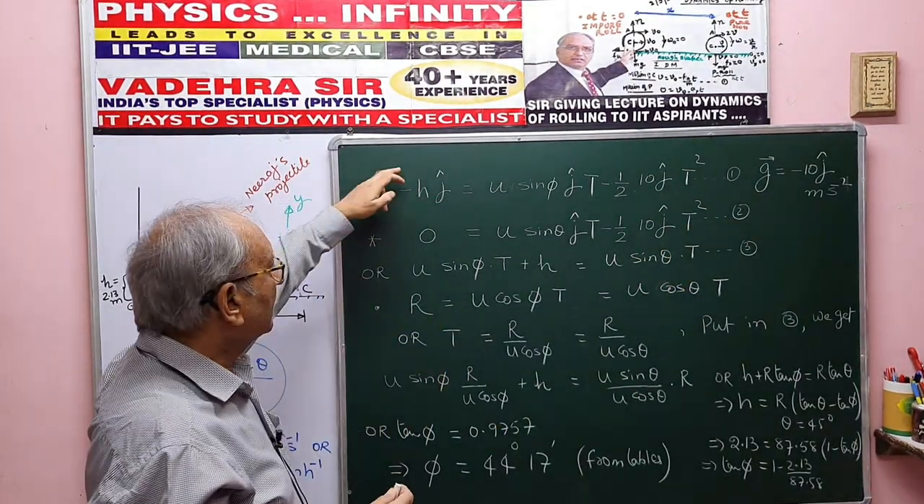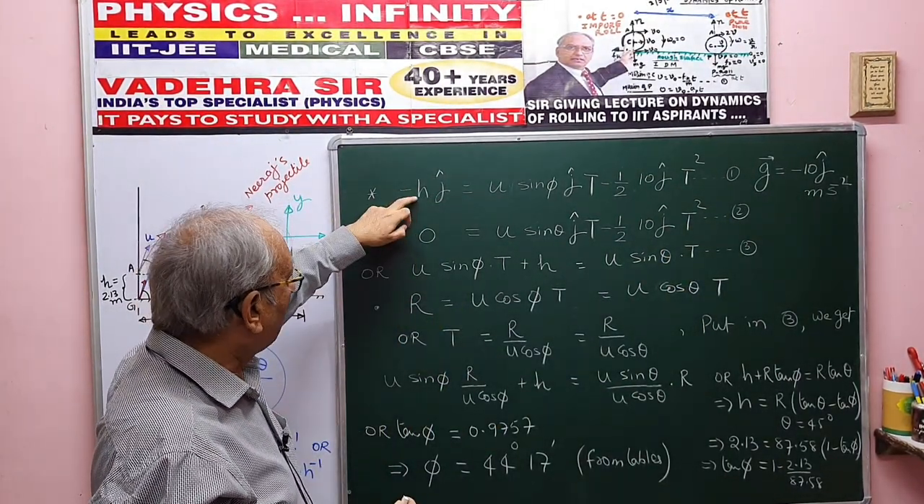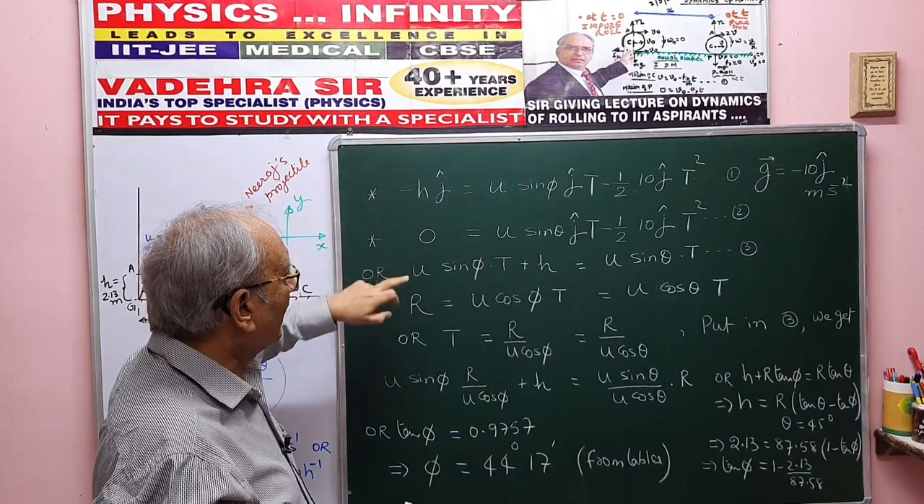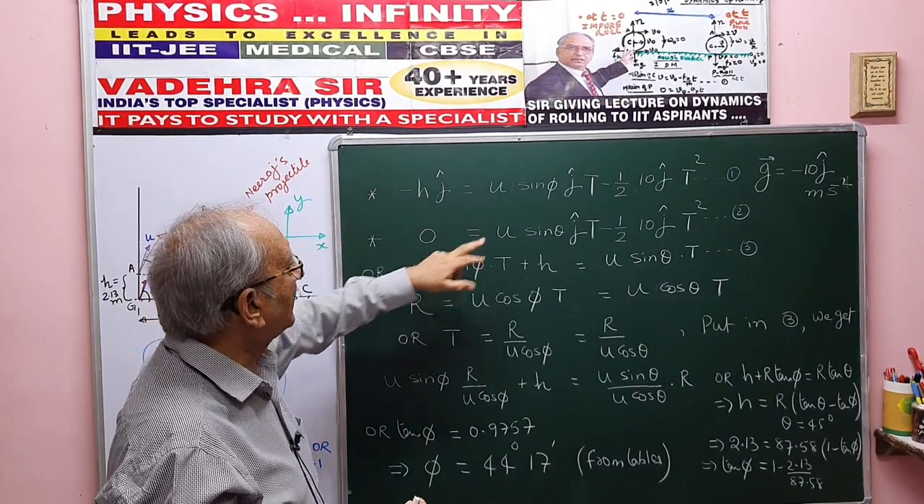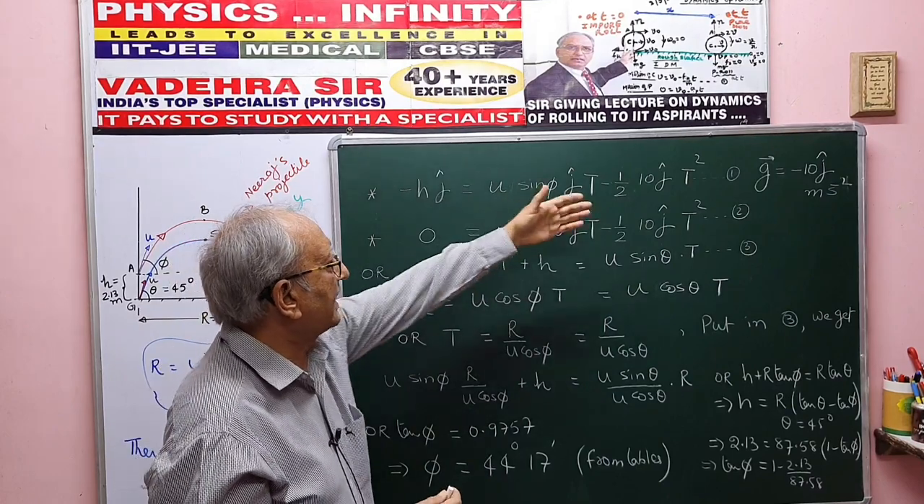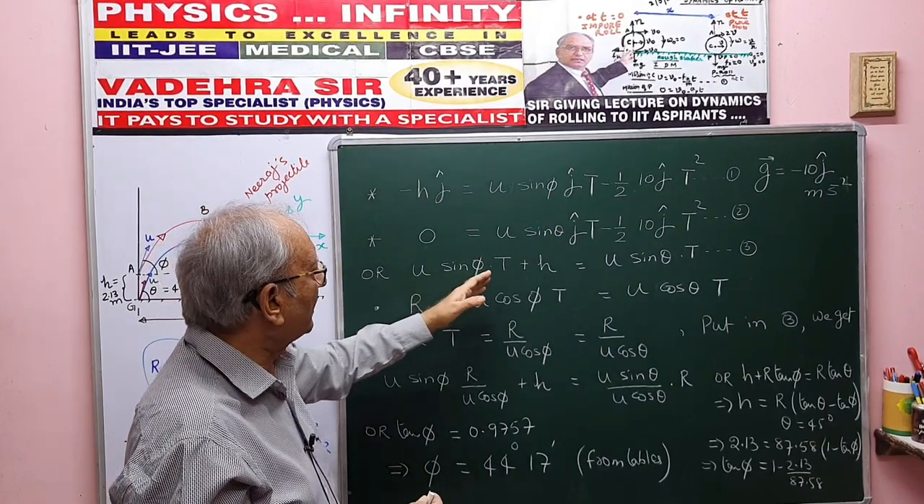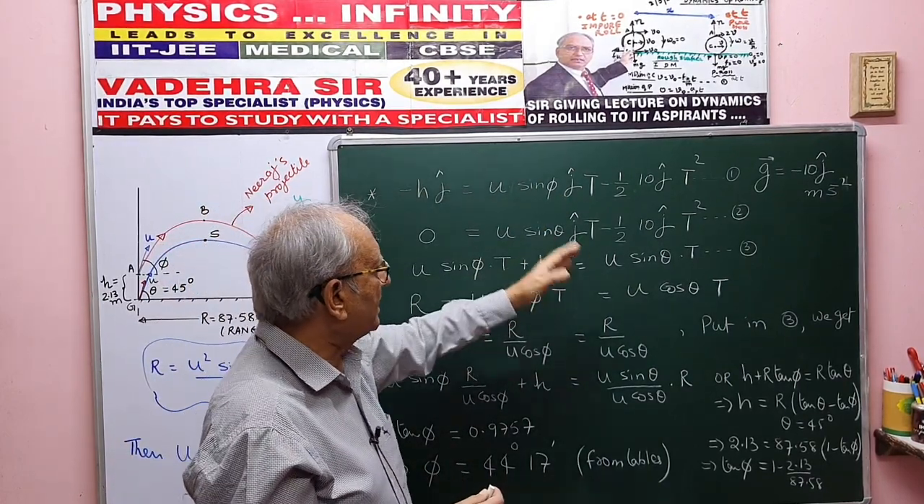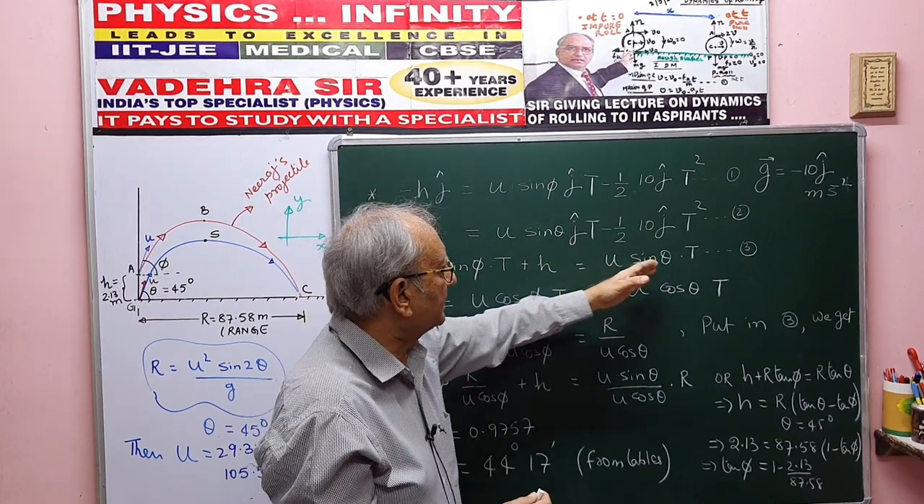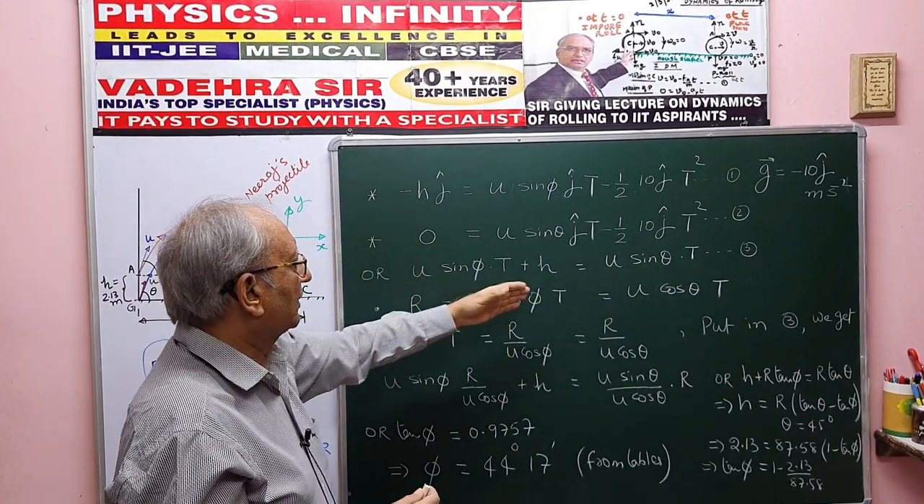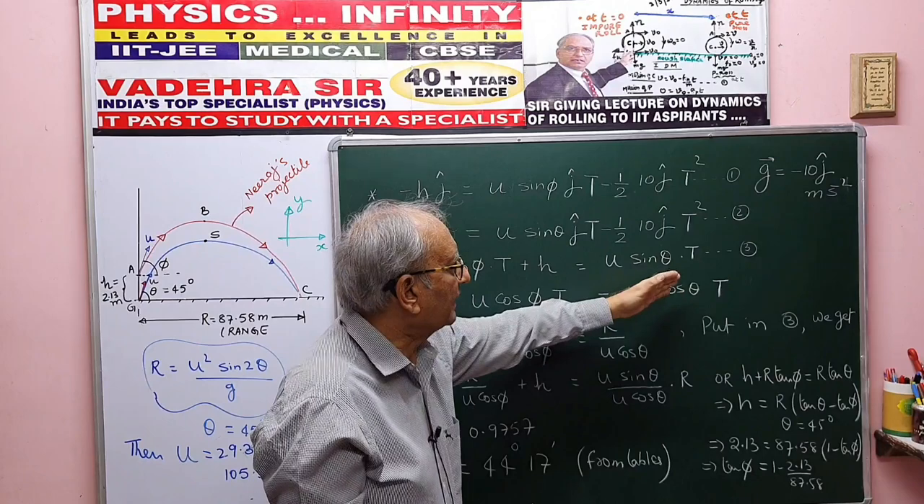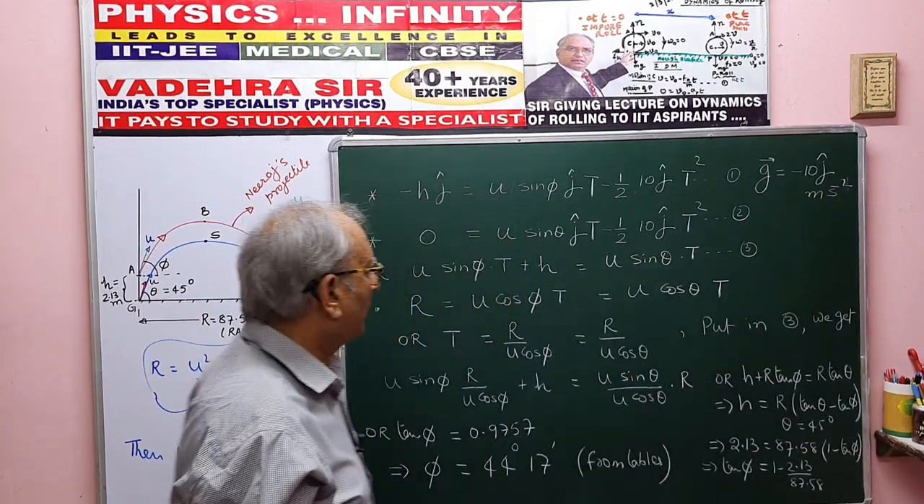All right. Now from here, I adjust this equation and I get u sine phi, of course, j cap will cancel everywhere. So u sine phi into T plus h, and from here I'll get u sine theta into T. So this is what I get, equation 3.